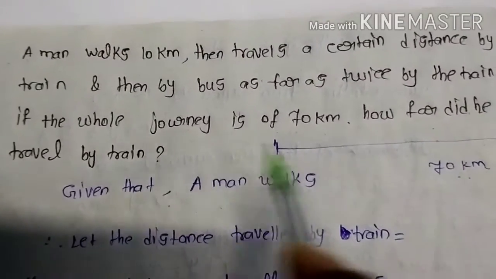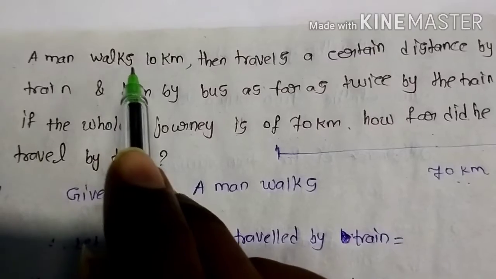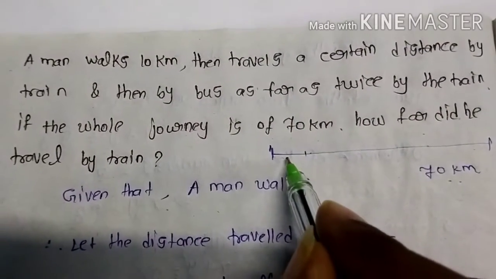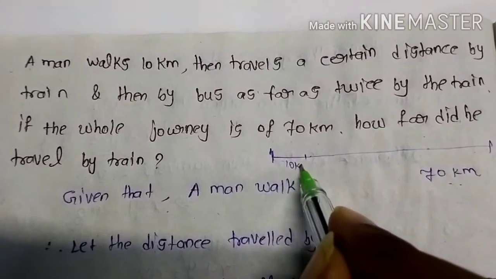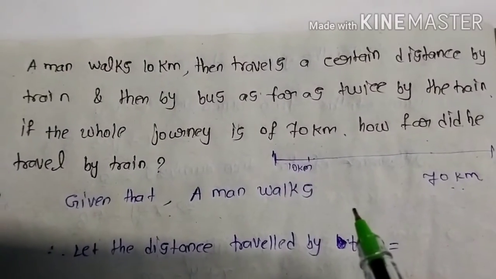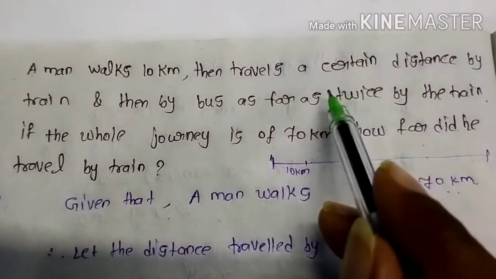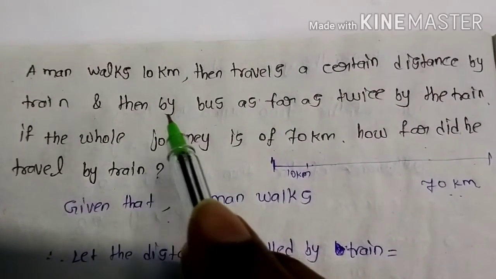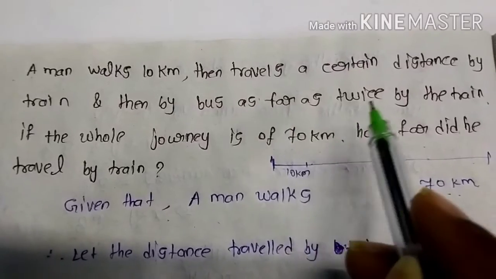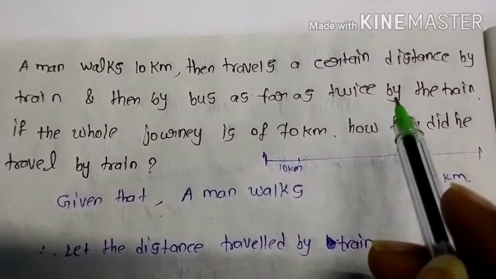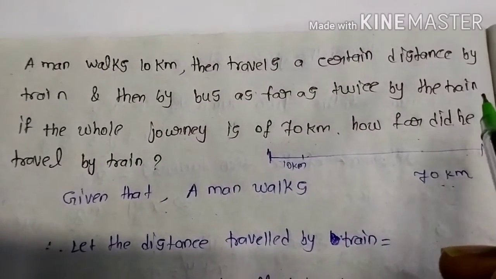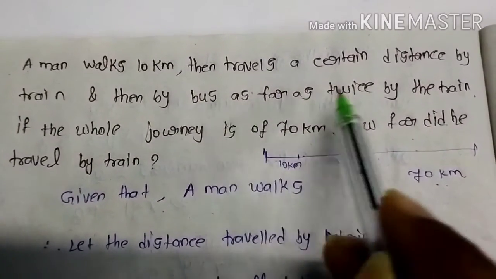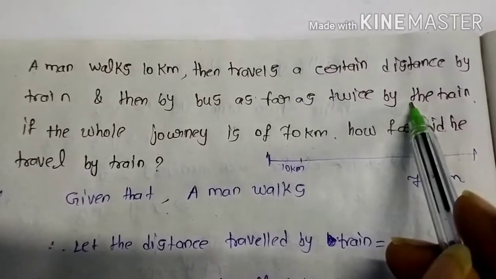In that 70 kilometers, a man walks 10 kilometers. That means a man walks how many kilometers? 10 kilometers he walked. Next, after that, he travels a certain distance by train and then by bus, as far as twice by the train. That means the bus journey is equal to twice the journey by the train.